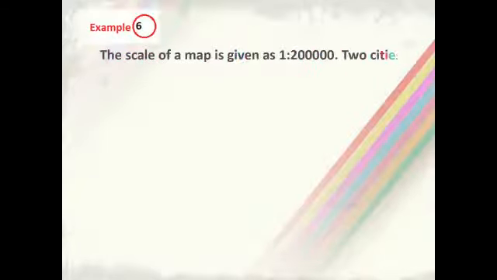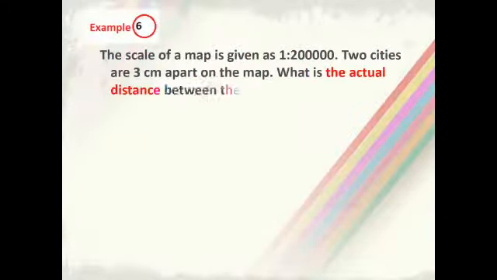We can start with another example, example 6. The scale of the map is given, 1:200,000. Two cities are 3 centimeter apart on the map. It is in the diagram, 3 centimeter. What is the actual distance between them?